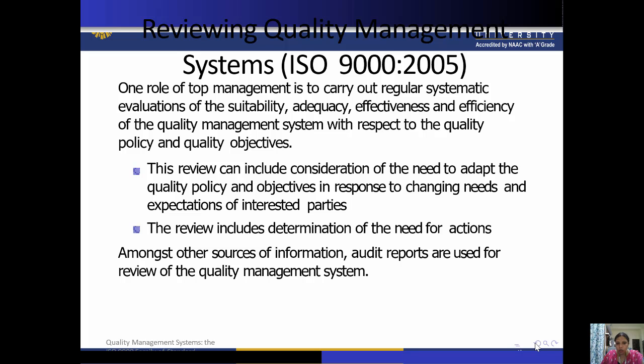Similarly, the review includes determining the need for action, among other sources of information. Audit reports are used for review of the quality management system. So audit reports should also include the review of the quality management system. If there is no review in the audit report, it may be a negative point during your audit of the QMS.